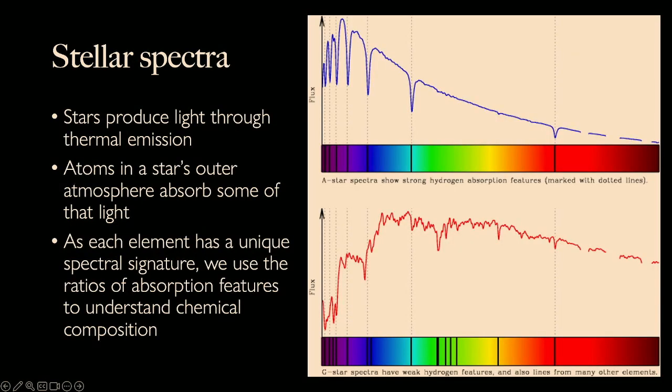But it's not just hydrogen. It turns out that every element has its own unique spectral signal. And so if we can look at the absorption features from different atoms and look at their ratios, we can actually figure out what the chemical composition is of stars far away, because we can see the different ratios of different types of matter that are absorbing light in the upper atmosphere.